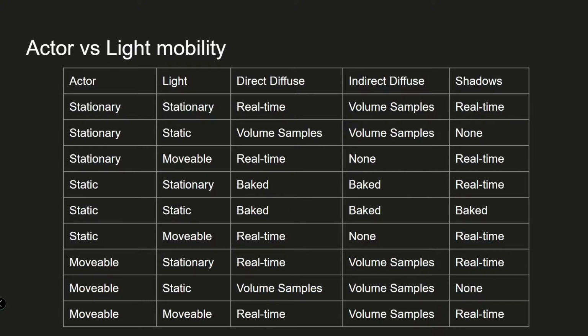The difference between all of these, you can put together in a table, but this table is very vague and you'll only understand it once you start using the engine more and making more scenes and lighting. So over here I've written actor, light, direct diffuse, indirect diffuse, and shadows. If the actor is stationary and the light is stationary, you get a direct diffuse, which is real time. So what is a direct diffuse again?